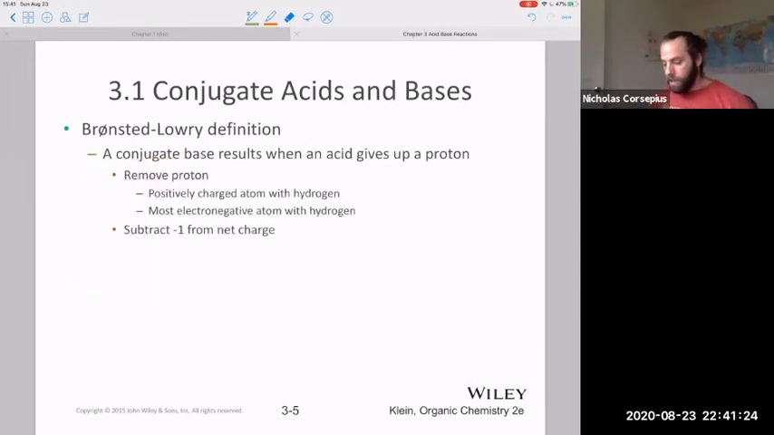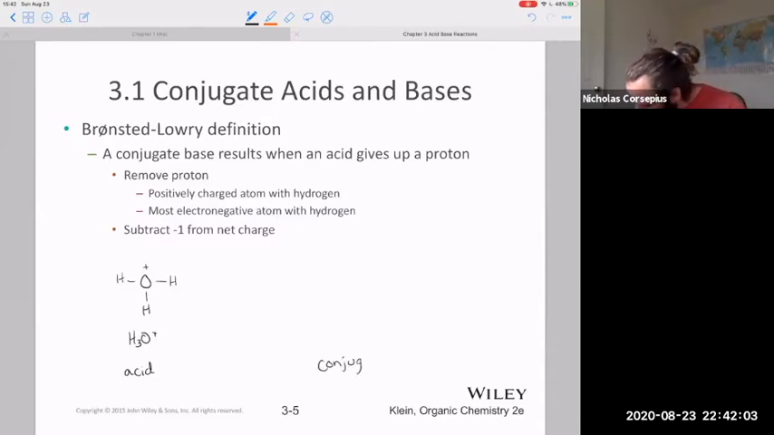All right, so in addition to being able to label our balanced chemical equation with the acid, the base, the conjugate acid, and the conjugate base, we're going to need to be able to come up with the structure of, for example, a conjugate base given an acid. Okay, so let's do a few practices here. So this is the hydronium ion, H3O+, okay? And so if this was my acid, how would I be able to tell the structure of my conjugate base?